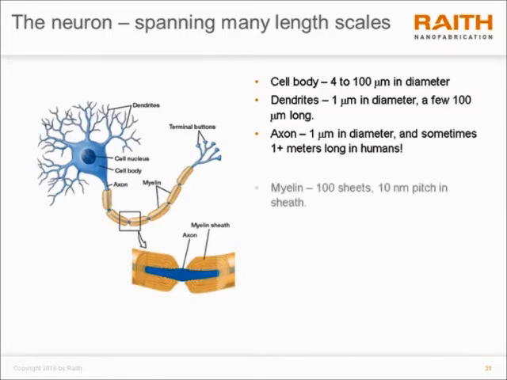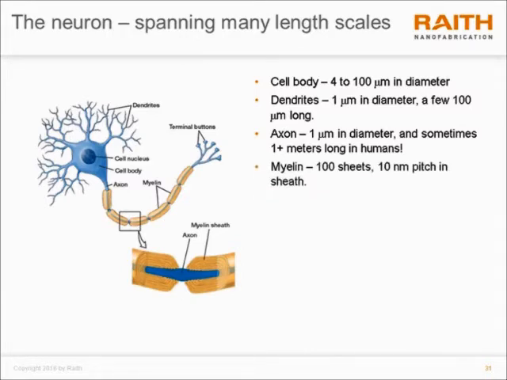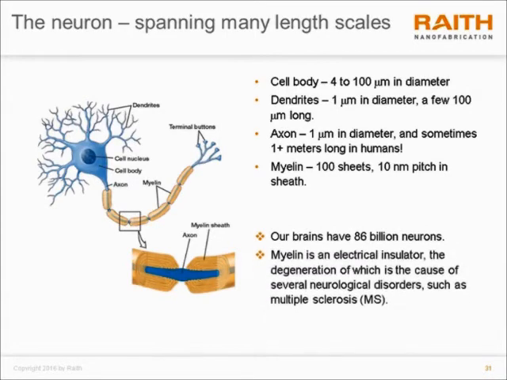The myelin sheath here, there's about 100 sheets of myelin, and there's about a 10 nanometer pitch. So you need to be able to resolve 10 nanometers over scales of 100 microns, a few hundred microns, and perhaps even much longer, up to a meter, in order to really map even a single neuron. And our brains have 80 billion neurons. So this is an immense problem, actually.